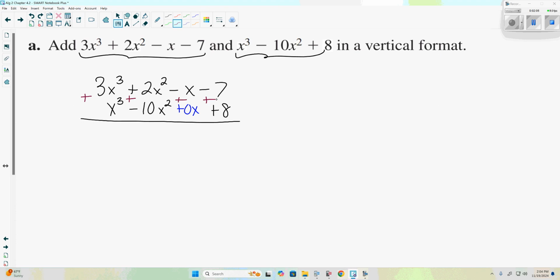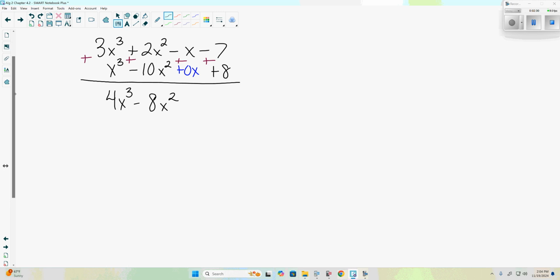It told us to add, so we're going to add the like terms. So we're going to do 3x cubed plus x cubed. 3 plus 1 is 4x cubed. Then we'll move on to the next one, 2x squared plus negative 10x squared. 2x squared minus 10x squared. 2 minus 10. Negative 8x squared. Negative x plus 0x. Negative 1 plus 0. Negative x. Negative 1x. And lastly, negative 7 plus 8 is plus 1.